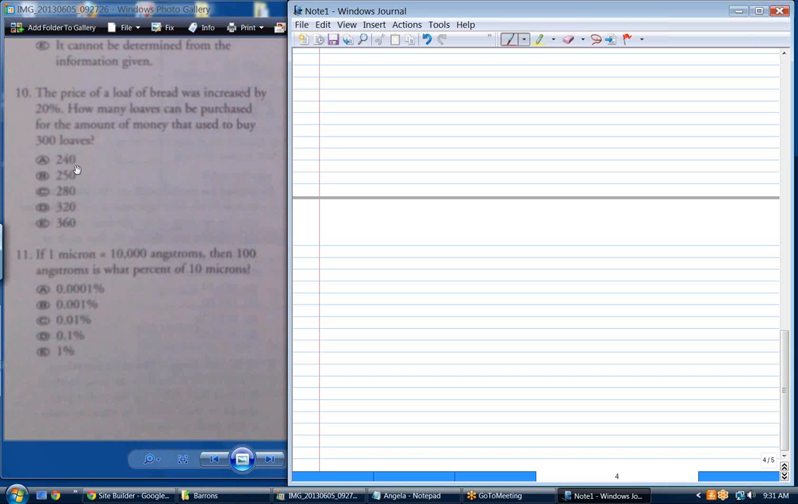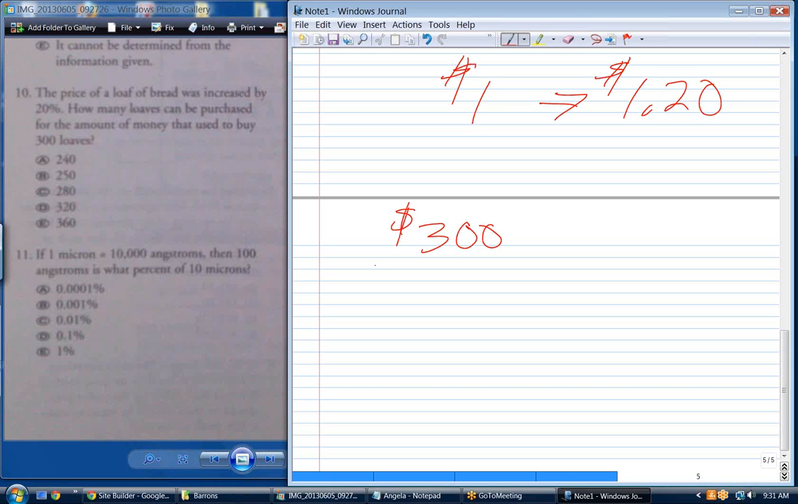Okay. So let's make the price of bread $1, and they increase it to $1.20. Well, $300 used to buy 300 loaves of bread. Now how many loaves of bread is $300 going to get you? 250. Right. Divide by $1.20, you get 250. So there's the answer, and we didn't even need to back solve.